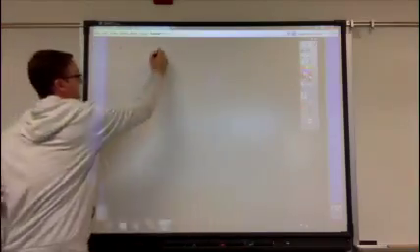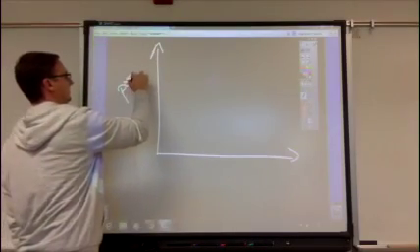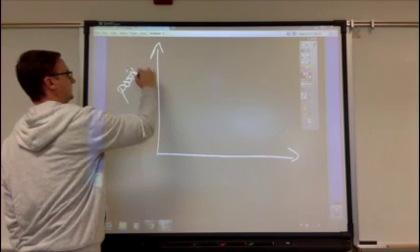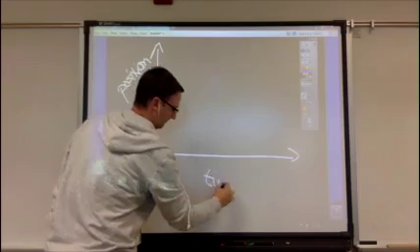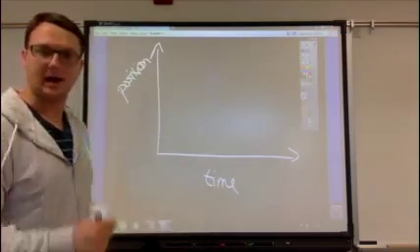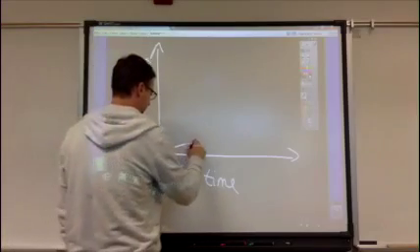Let's try this. Once again, I'm not giving you values. Okay? I'm just going to write position and time. And this time, we're going to notice how the slope changes a little.